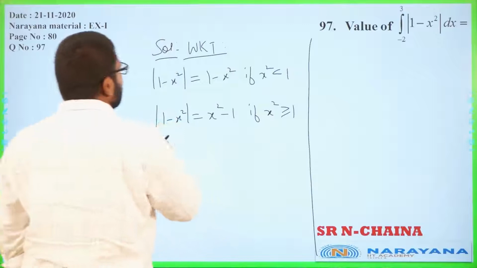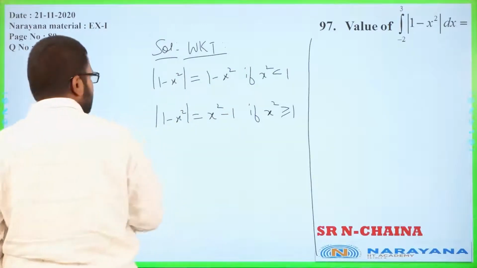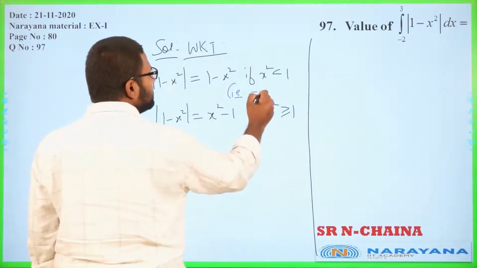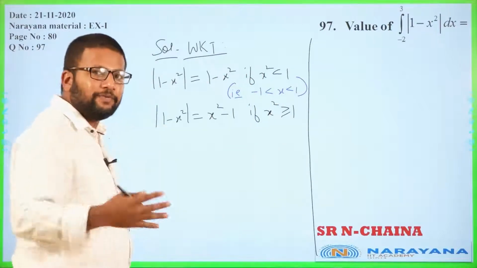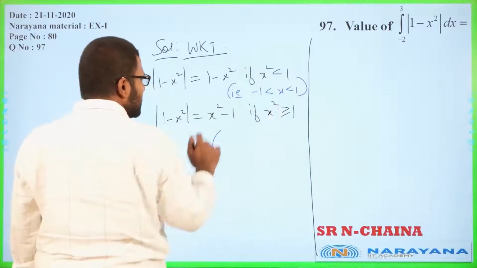Right? So then we should ask ourselves, when is x square less than 1? That is, x lies between minus 1 and 1. Right? Whenever x lies between minus 1 and 1, x square will be strictly less than 1. Similarly, when is x square greater than 1?